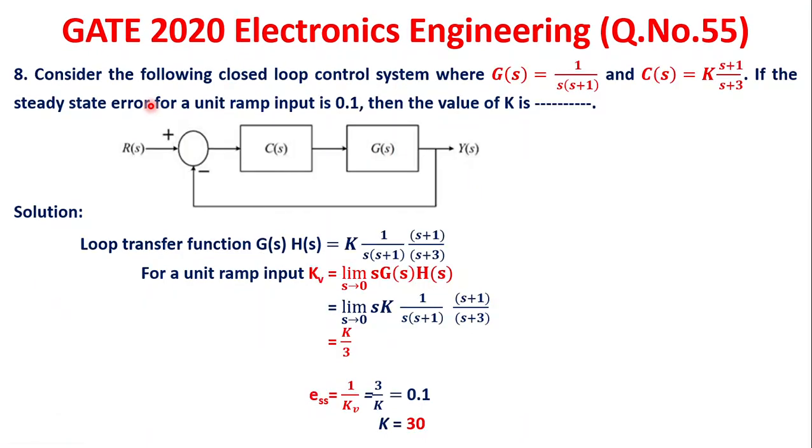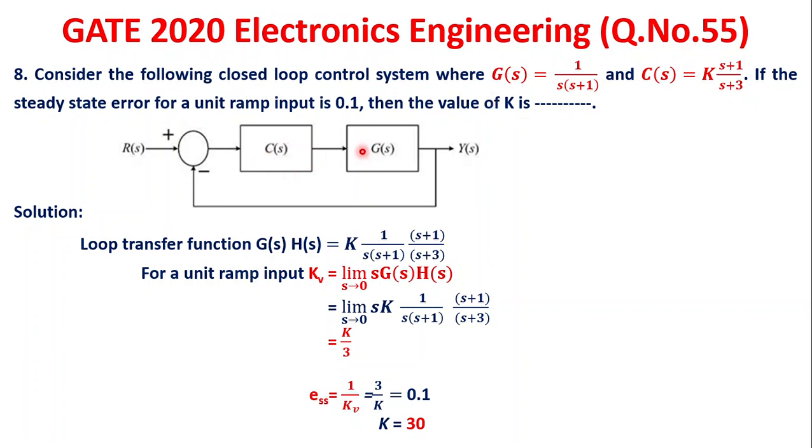Next question. Consider the following closed loop control system where G of s is 1 by s into s plus 1, and C of s is K into s plus 1 by s plus 3. The steady state error for unit ramp input is 0.1. What is the value of K? So they have given two functions. The C of s is the controller transfer function. Normally C of s will be used for output, but here Y of s is used for output, and C of s is used for the controller transfer function. So the controller transfer function is K into s plus 1 by s plus 3.